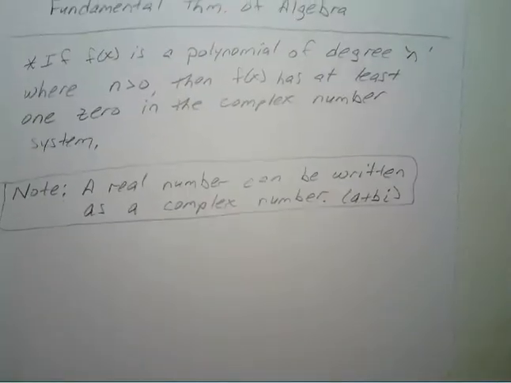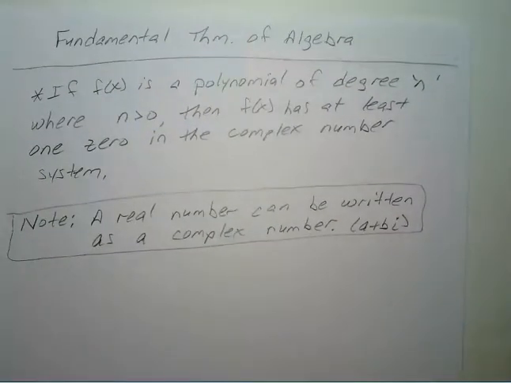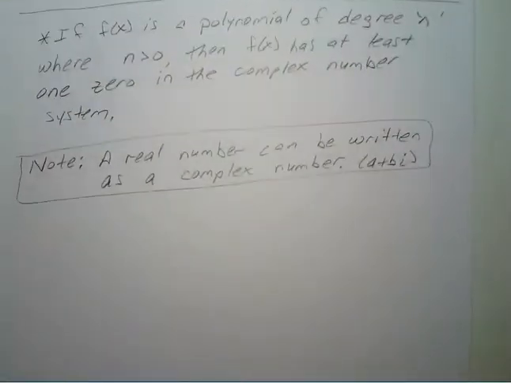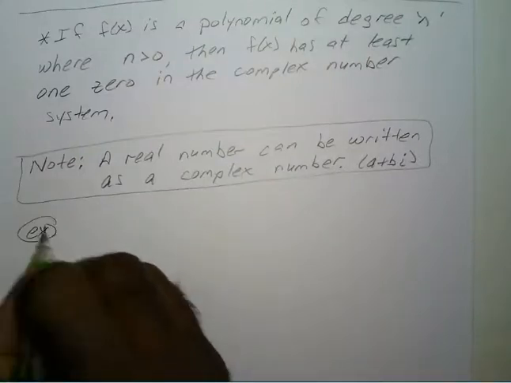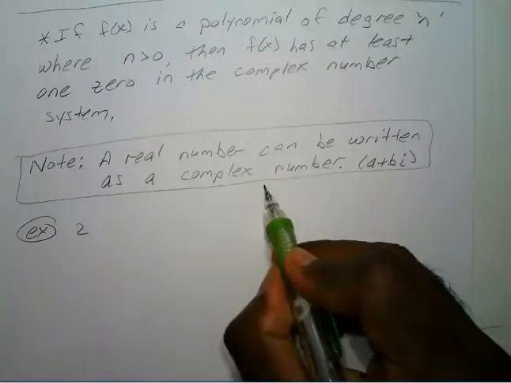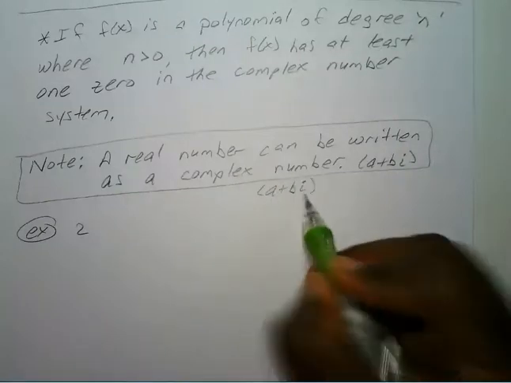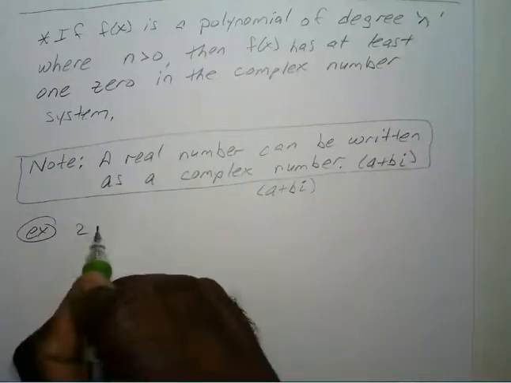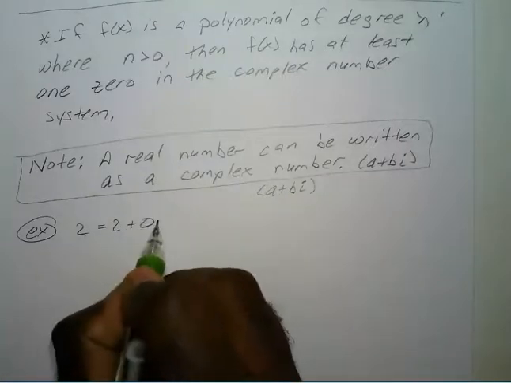The fundamental theorem of algebra states that if your function f of x is a polynomial of degree n, where n is greater than 0, then f of x has at least one zero in the complex number system. Now remember, that means a real number can be written as a complex number. Let me give you a few examples. A complex number is a plus bi, so 2, of course being a real number, you can write as 2 plus 0i.